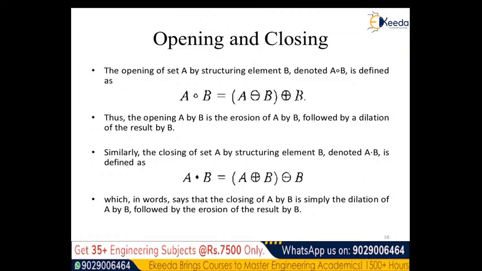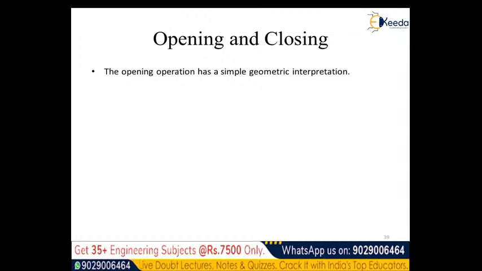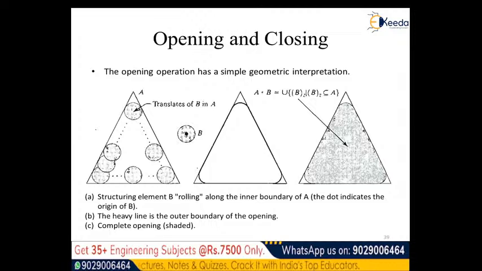So these are the two definitions of opening and closing, and how the opening and closing have their effects onto the image plane for smoothing and sharpening, that I just tell you briefly. First of all, for the opening: the opening operation has a simple geometric interpretation with the help of this example where we have three parts. The first part, you see the shaded portion to be the structuring element capital B, and capital A is the triangular image plane object.